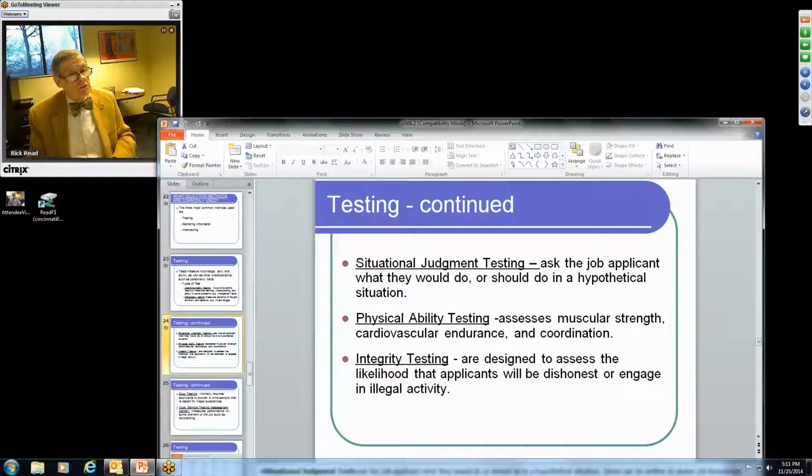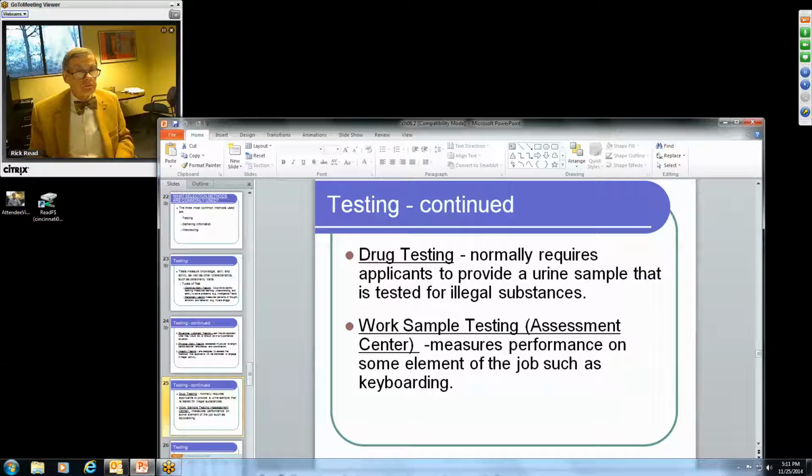Situational judgment test, physical ability test, integrity test. I'm not going to go through each one of these. You can read them. You can think about what they mean to you and understand them in that fashion. Drug testing, which we've talked about, and/or sample testing through an assessment center or something of that nature.